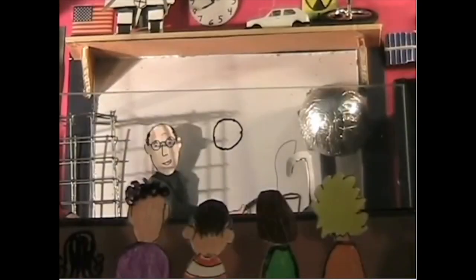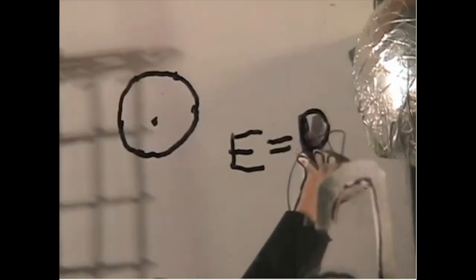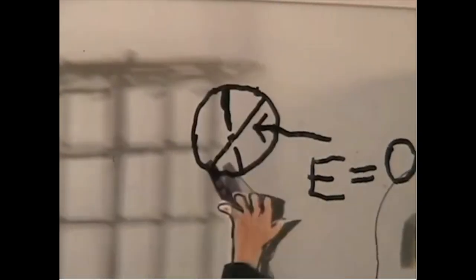Now, consider a charge conductor. The charge distributes itself uniformly along the surface in such a way so that there's no electric field inside the charge conductor. Place a positive test charge inside the conductor and it will experience a net force equal to 0. A conductor used to shield what's inside it from external electric fields is called a Faraday cage.